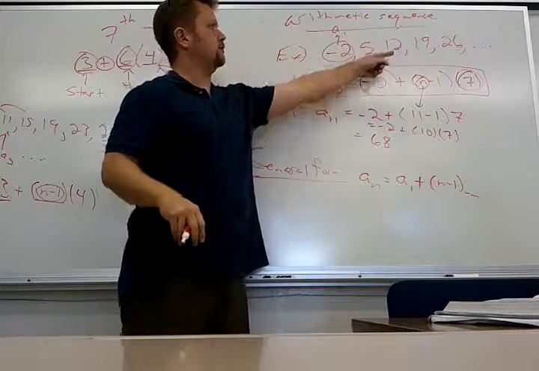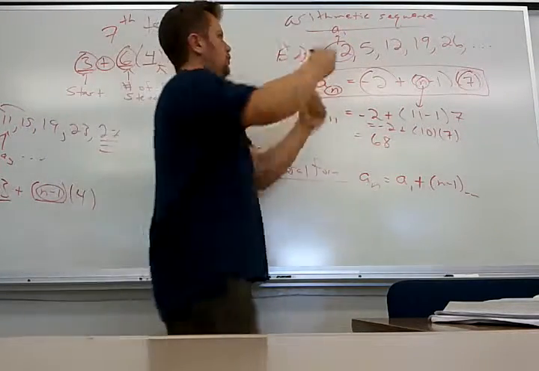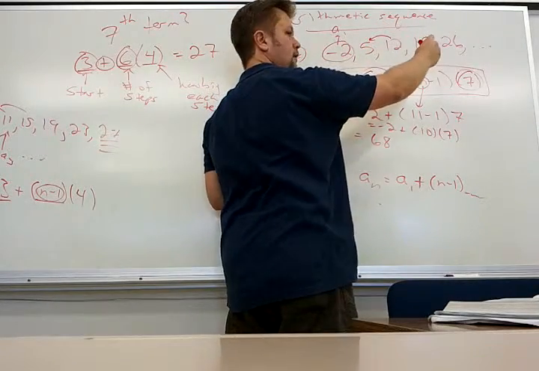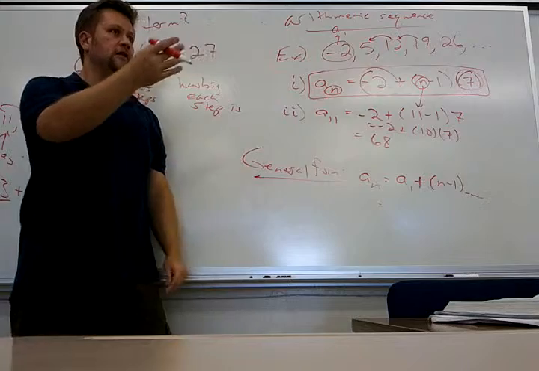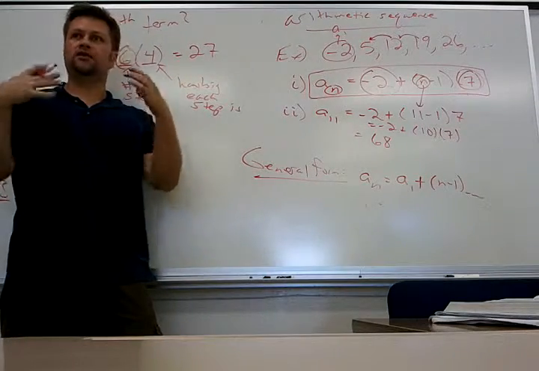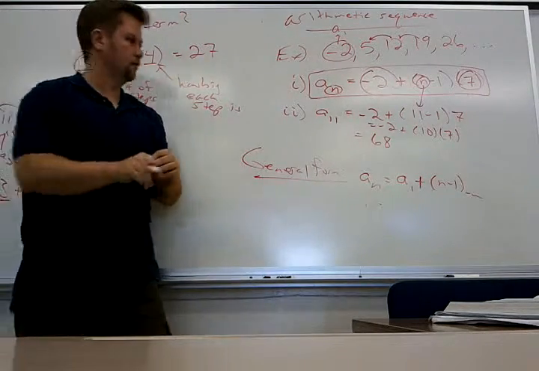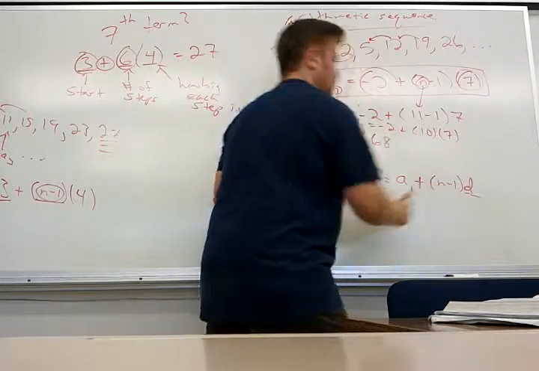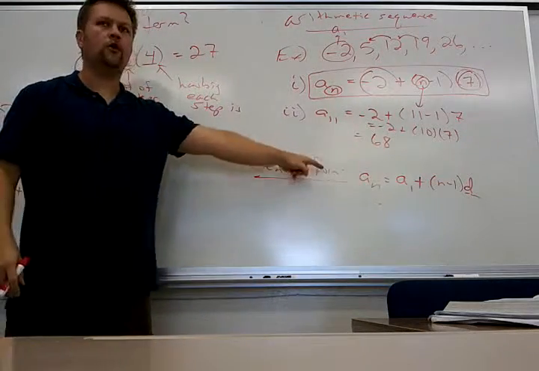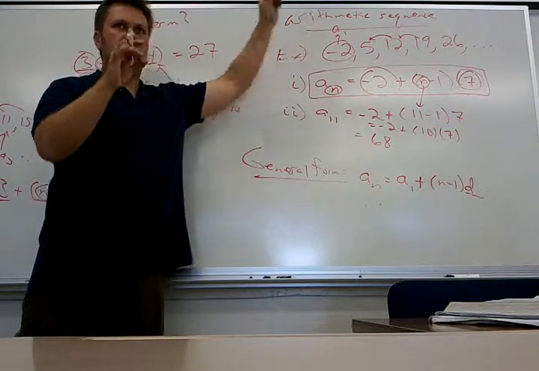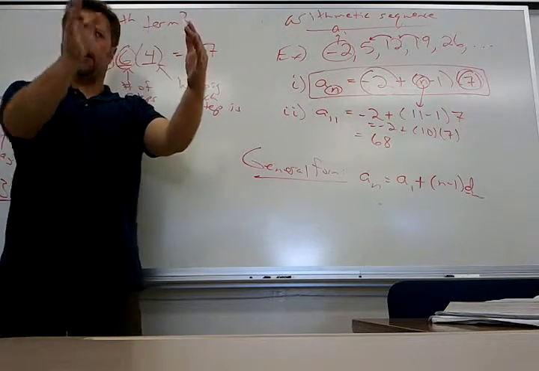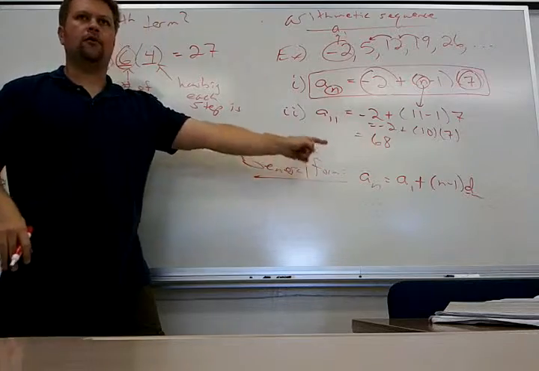How did you guys get that this was 7? Because what's 12 minus 5? 19 minus 12. The difference. So that's why I use the letter D for difference. That'll be whatever the difference is. So now that equation works for any arithmetic sequence. If it's separated by the same number, adding, I can use that equation.